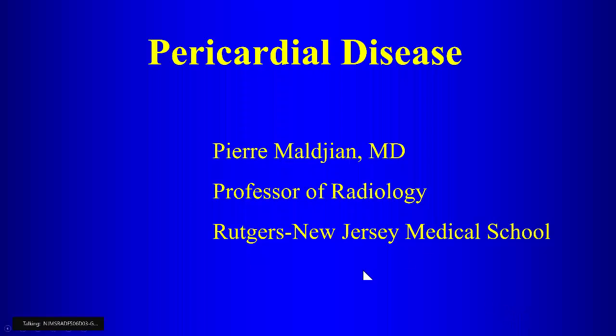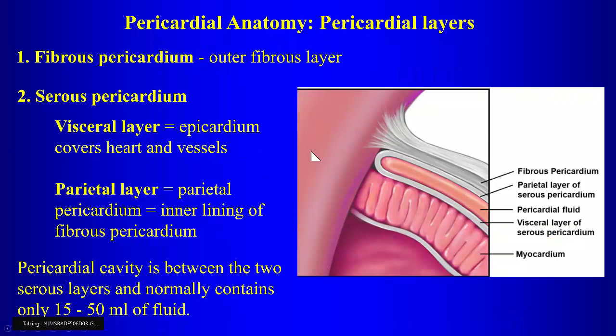Okay, so today we're going to talk about pericardial disease. Starting with the anatomy, outside we have the fibrous pericardium, and then there's the serous pericardium, which has a visceral layer that runs alongside the inner aspect of the fibrous pericardium here. I'm sorry, the visceral layer runs alongside the epicardium here.